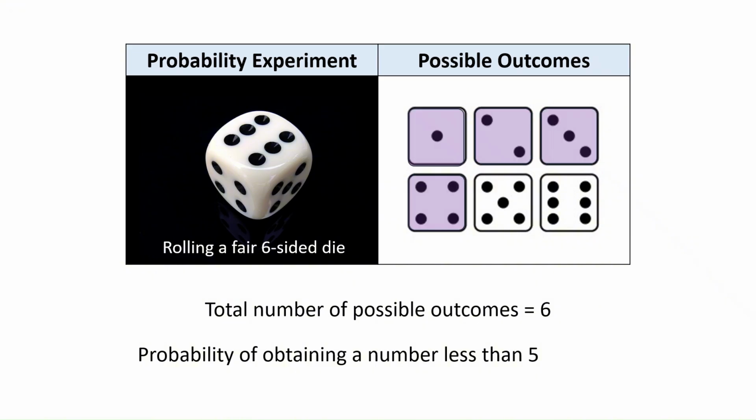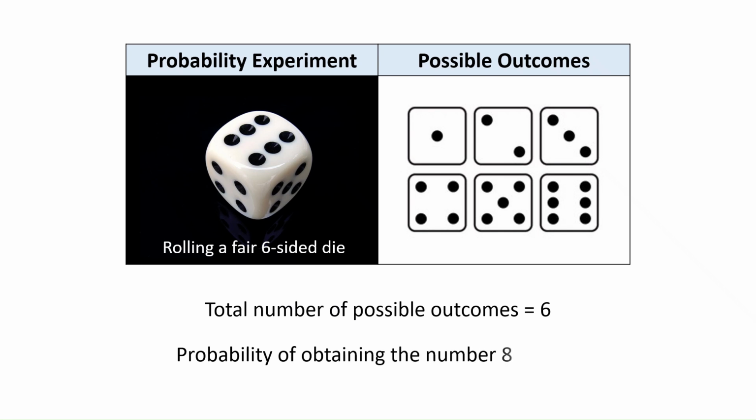There are 4 outcomes that are less than 5: 1, 2, 3, and 4. Hence, the probability of obtaining a number less than 5 is 4 out of 6, which reduces to the fraction 2/3.